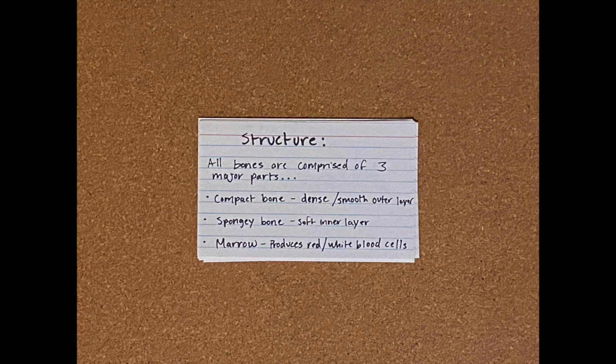All bones are made of three major parts: compact bone, which is the dense, smooth outer layer, spongy bone, which is the soft inner layer, and marrow, which produces white and red blood cells.